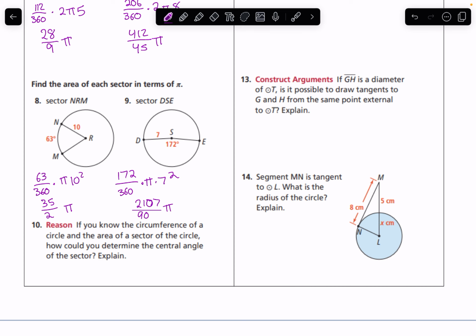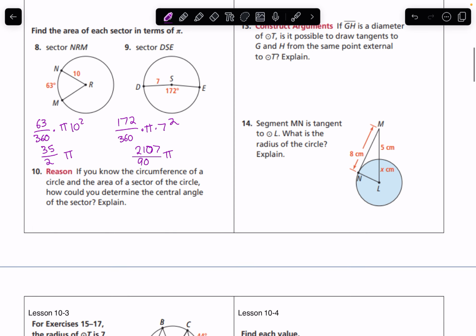Number 10, if you know the circumference of a circle and the area of a sector of the circle, how could you determine the central angle of the sector? We would just use the formula that we know. So if we know the circumference of a circle, we can go backwards on the circumference to find the radius. So we can take the circumference divided by, since that's 2 pi r, divided by 2 pi gives the radius.